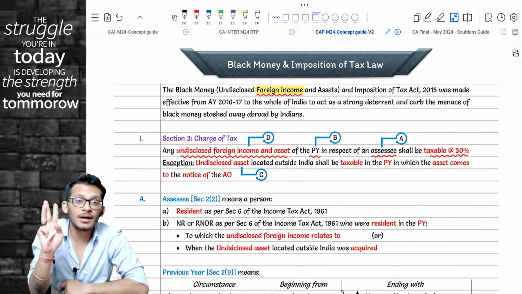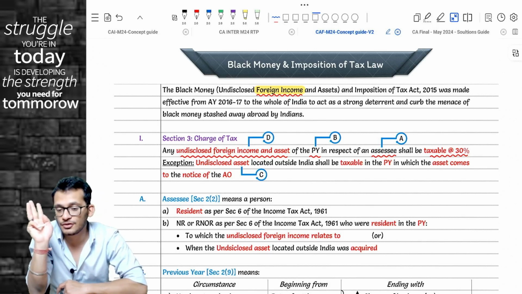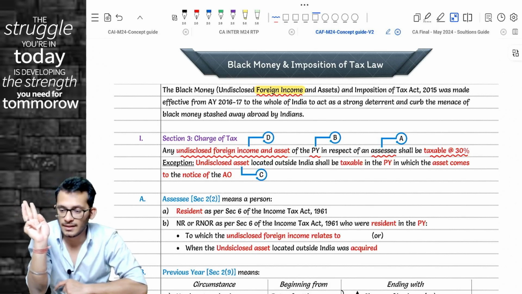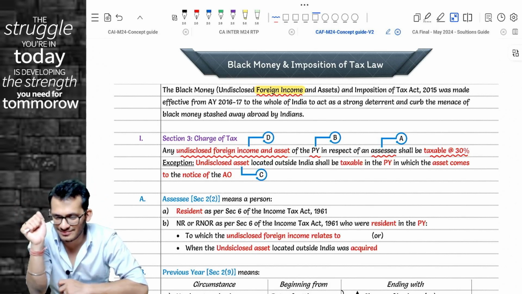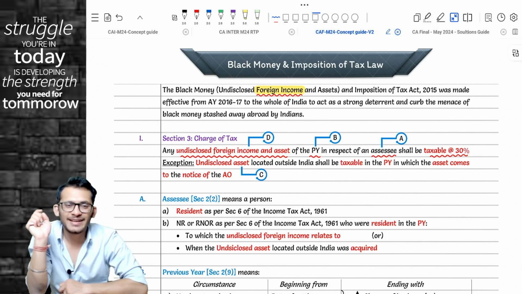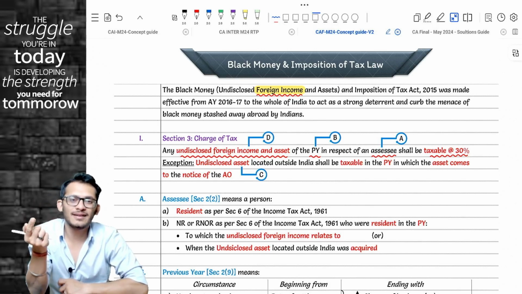Plus 300% penalty. Now tell me, Rahul, which one will you prefer? You'll obviously prefer the Indian one. When we go to penalty, that time you'll understand, right?